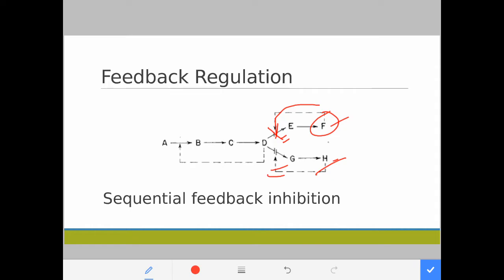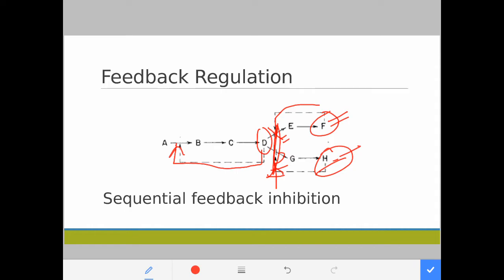Now, it becomes sequential because, for example, if there is a high amount of F and at the same time a high amount of H, both of them inhibit the enzymes at this point, so your pathway stops at D. Since the enzyme here is inhibited, there is now an accumulation of D. And now D can be used to stop the first enzyme of the pathway. So the whole pathway itself stops.